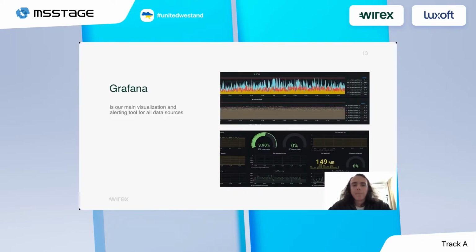Okay, Grafana. The main advantage of Grafana is the opportunity to combine all data sources in one place with proper alerting management. According to that, this is our main visualization and alerting tool for all components we need to monitor. All performance and a big part of business metrics are visualized and kept under control there.